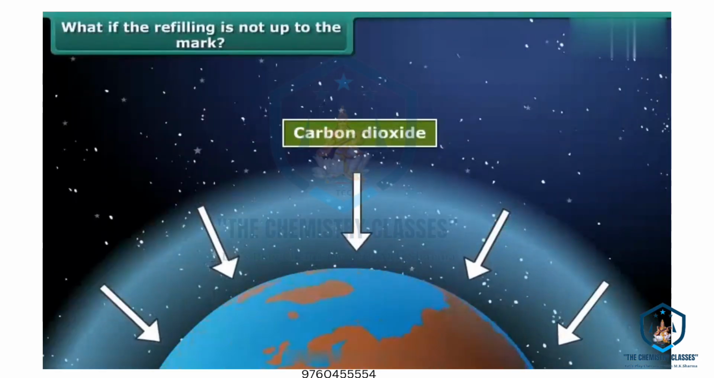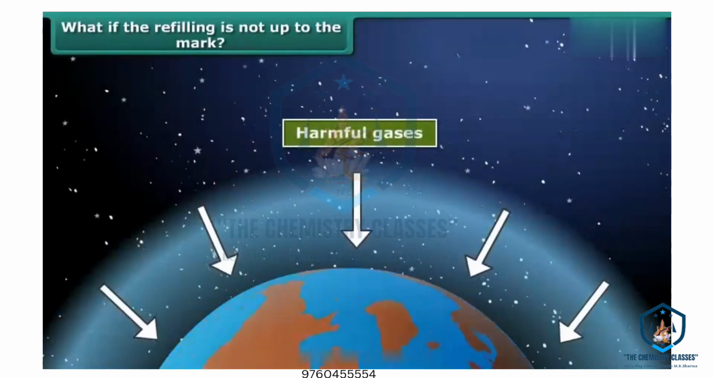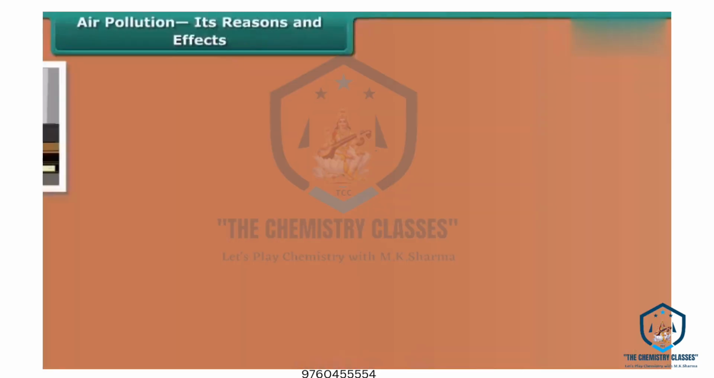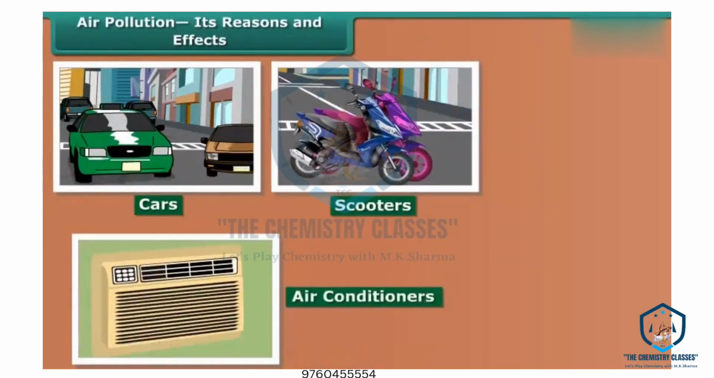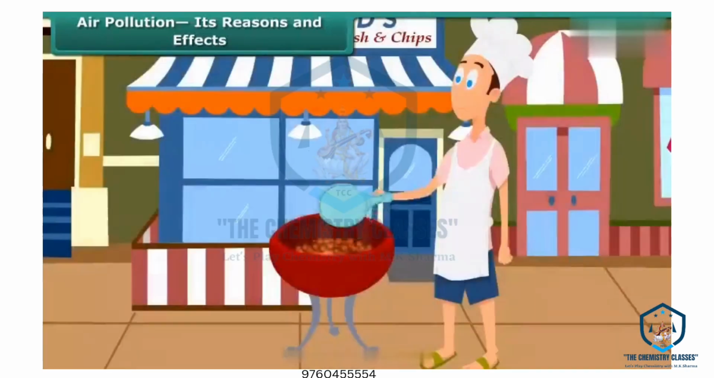What if carbon dioxide is pumped more into the atmosphere and it is beyond the capacity of plants to maintain the carbon dioxide-oxygen balance? What if other harmful gases are released into the atmosphere? The answer is, it results in air pollution. Cars, scooters, air conditioners, refrigerators, and many other things release harmful gases that pollute air. The enormous amount of carbon dioxide formed during the burning of coal also pollutes air.